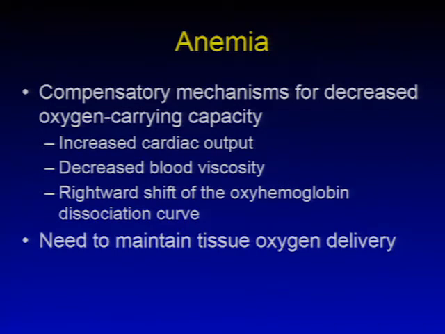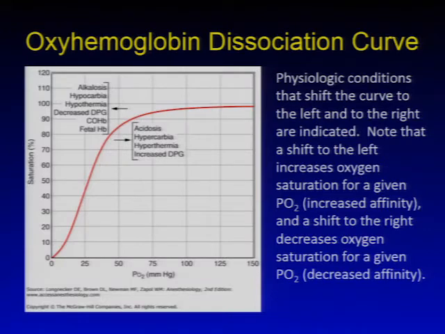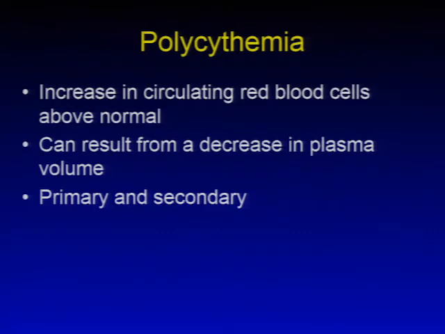Now, when anemia occurs, what does the body do in response? Well, very simply, it wants to maintain tissue oxygen delivery. And how does it do that? Well, it can be via increased cardiac output, a decrease in blood viscosity, and or a rightward shift of the oxygen-hemoglobin dissociation curve, which is on this slide. It lists very nicely the factors that cause the curve to shift either left or right, and in cases of anemia, the curve shifts rightward, which will help facilitate oxygen delivery to tissues, which is the goal when anemia occurs, to maintain that tissue oxygen delivery.